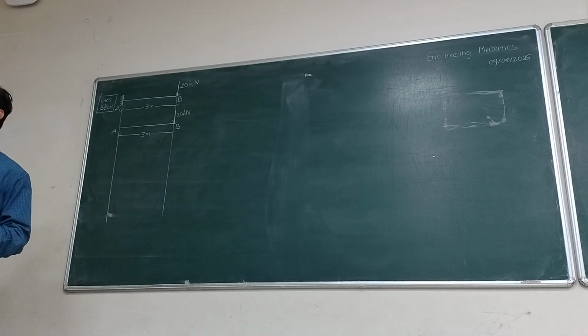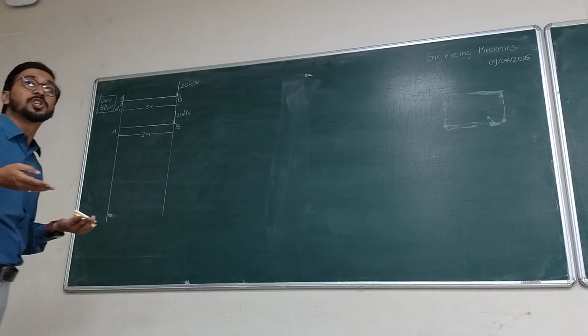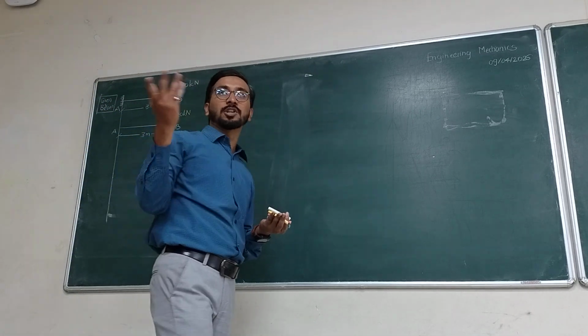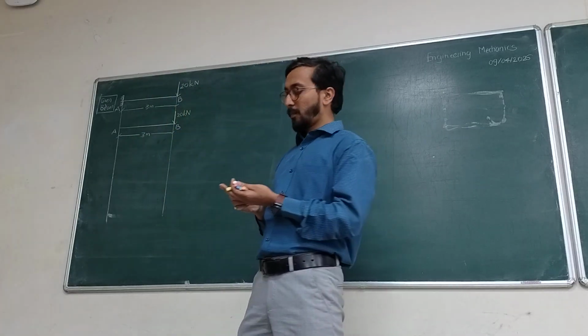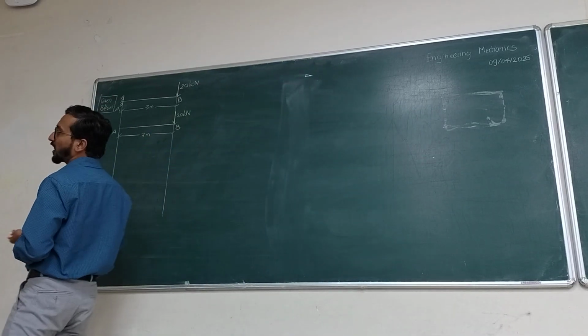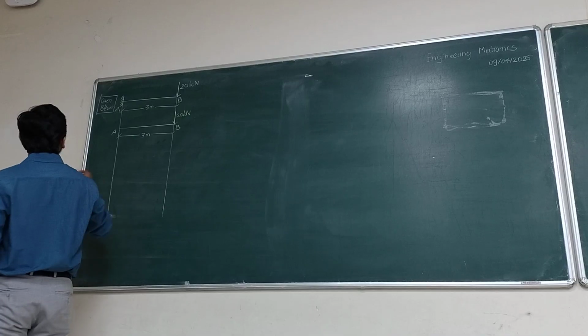So A is fixed support. Support will always offer some reactions. So how many reactions and which reactions are offered depends upon the type of support. So if it is a fixed support, how many reactions will be there? You already know, show it without looking at the board.